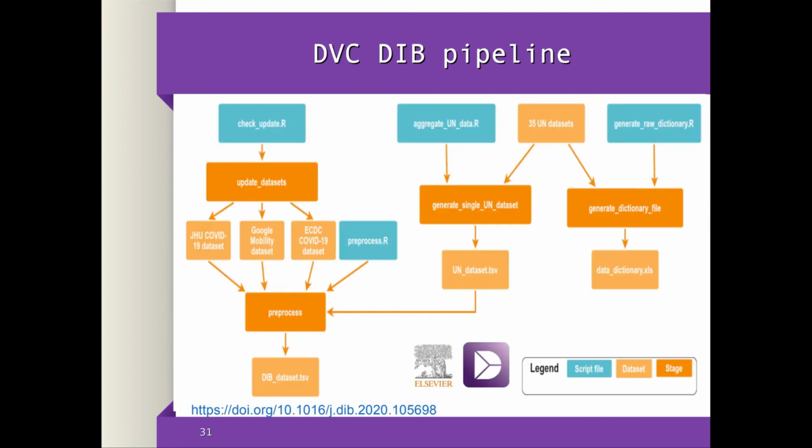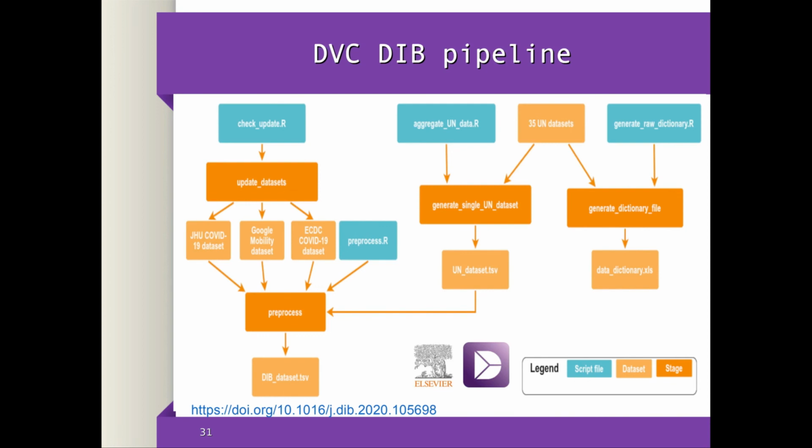And we're going to do another stage on the right, which is going to generate a raw data dictionary. With this UN dataset, this merge, along with the three datasets, the Johns Hopkins University COVID-19 dataset, the Google Mobility dataset, and the ECDC COVID-19 dataset. So ECDC is the European Center for Disease Control. With these four datasets, plus a preprocess.r script, these are the dependencies of our preprocessing stage. And then we're going to run that, and we're going to have the final dataset that was published in the data paper that I mentioned to you earlier.